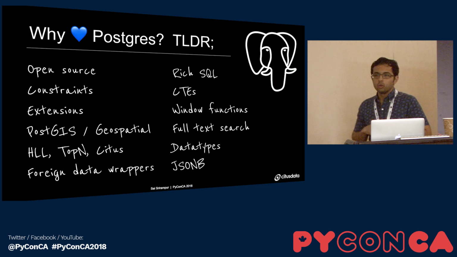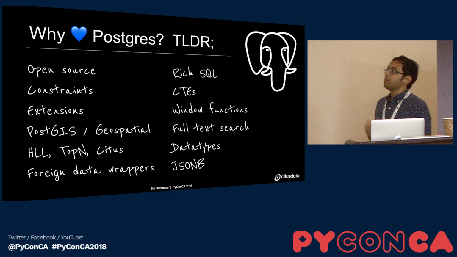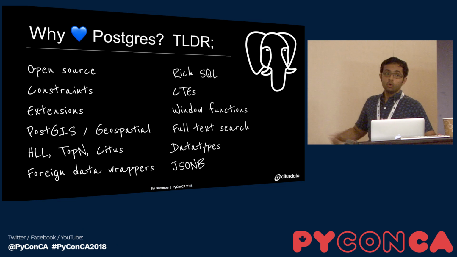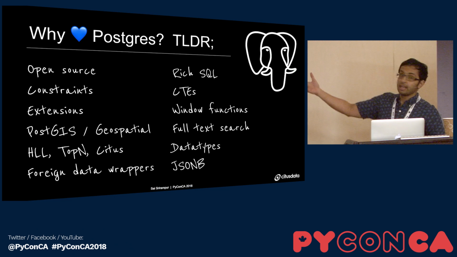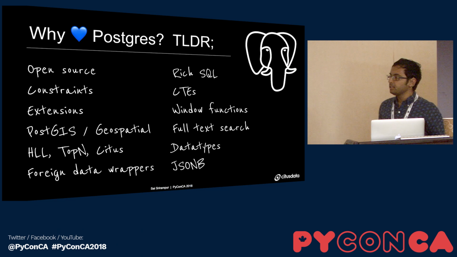So the reason I chose Postgres as my database of choice is because it is number one, open source, and number two, it has a very rich SQL environment. You have features like CTEs, window functions, full text search. You have very rich data types like JSONB. You also have the ability to create custom extensions like HLL for count distinct approximations, Citus for distributed capabilities, and then it also has a very rich geospatial story because it has the PostGIS extension. So that is the reason I chose Postgres as the database of my choice.